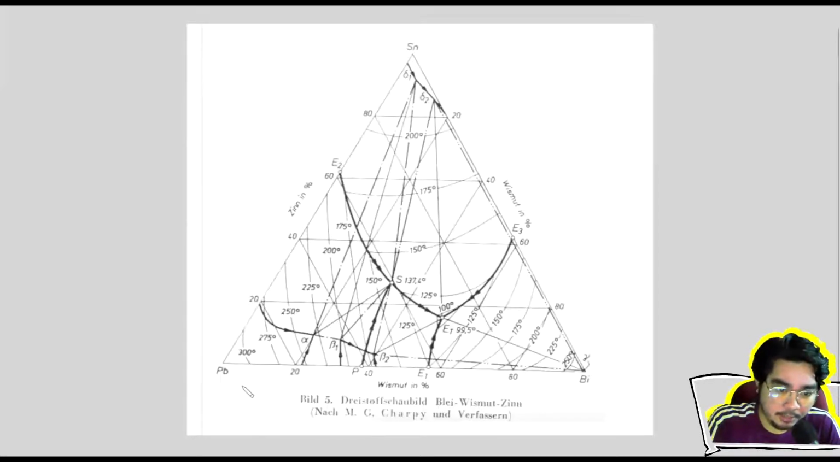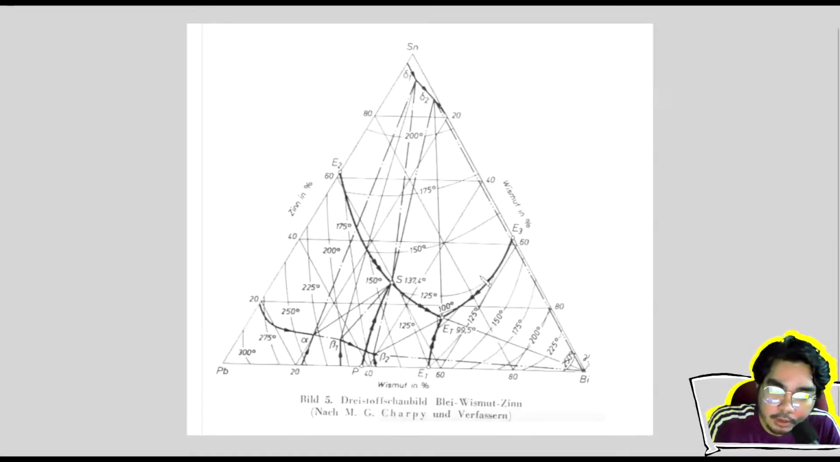This is a lead tin bismuth phase diagram. So if you look at it, meron tayong several eutectic, ternary eutectic, and meron pala dito 3 ata. This is 1, this is 2. No, dalawa lang pala, 1 and 2. So as you can see, there are arrows pointing to different ternary eutectics, no?